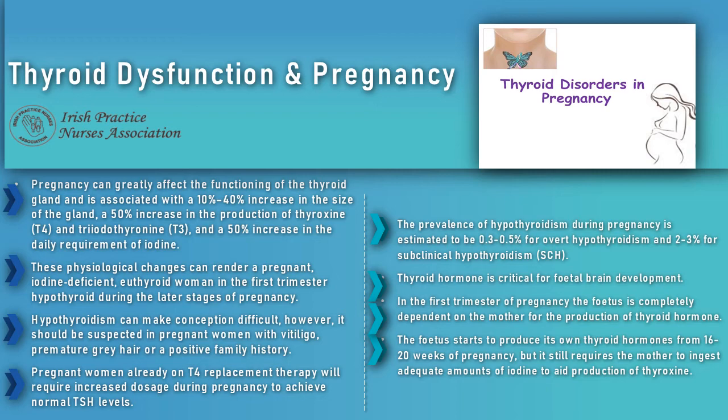In the first trimester of pregnancy, the fetus is completely dependent on the mother for the production of thyroid hormone. The fetus starts to produce its own thyroid hormone from 16 to 20 weeks gestation, but it still requires the mother to ingest adequate amounts of iodine to aid production of thyroxine.